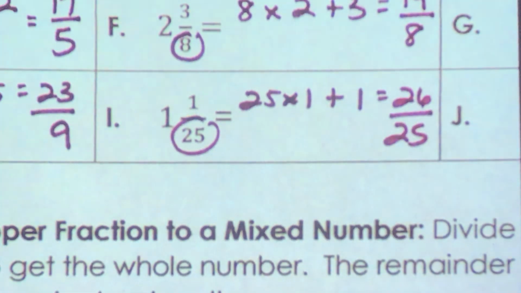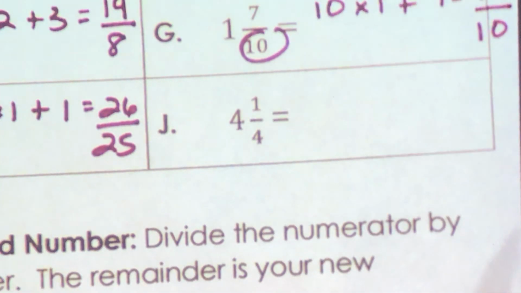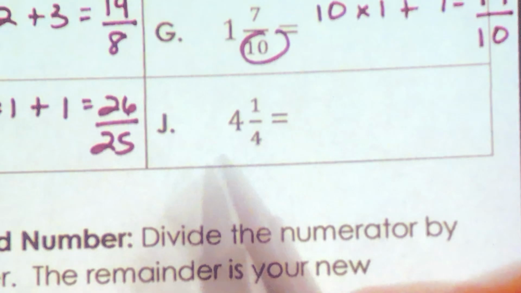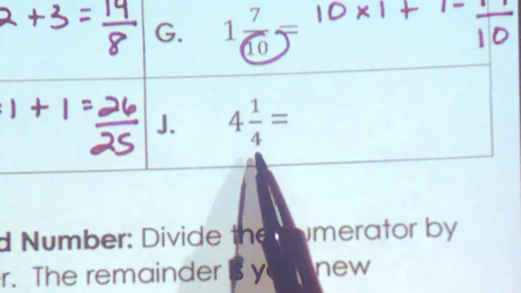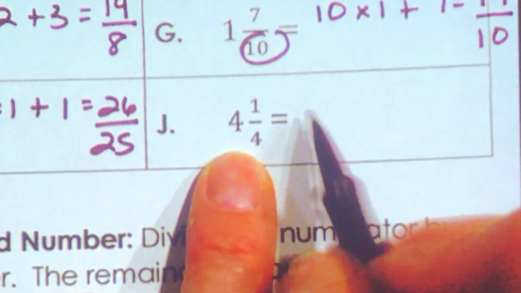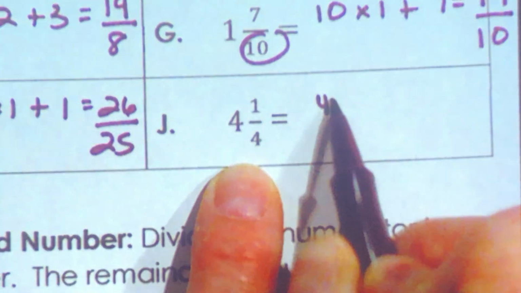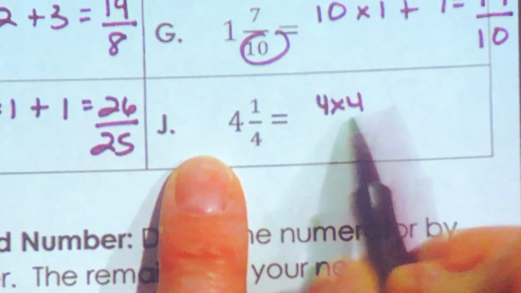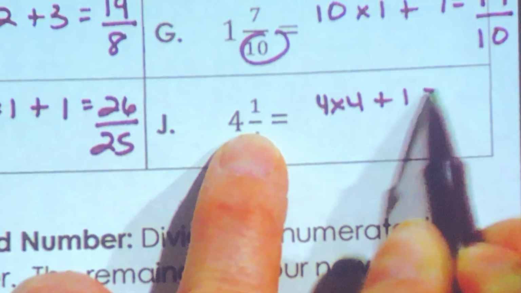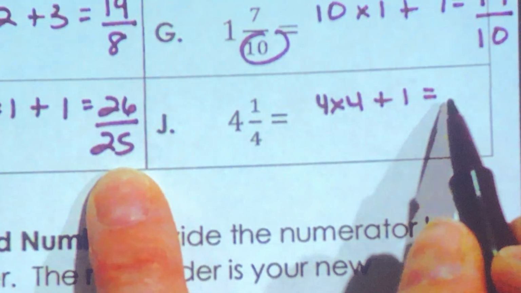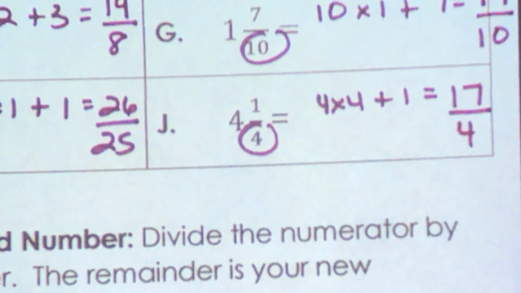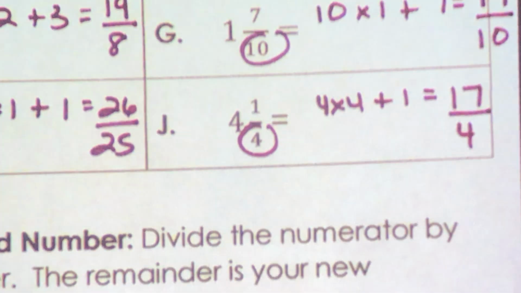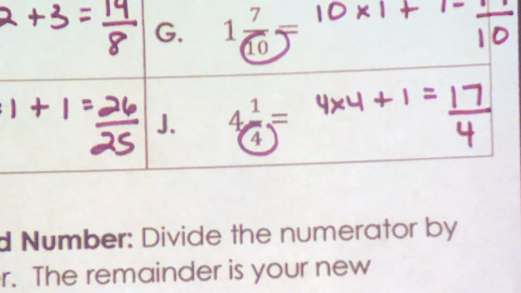That does not change. The last one of these, I have 4 1/4. This 4 means that I would have 4/4 and another 4/4 and another 4/4 and another 4/4. An easier way to do that is just to say, well, I'd have 4 times 4, which is 16. Plus that extra 1 and the other that's not shaded all the way would make 17. And it's still all cut up into 4 pieces. So that's how you go from a mixed number into a fraction.